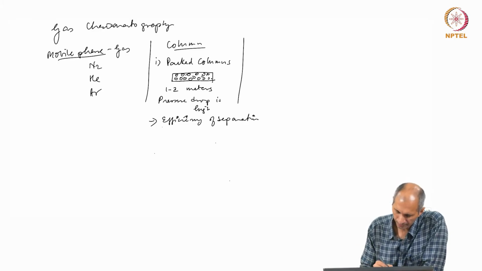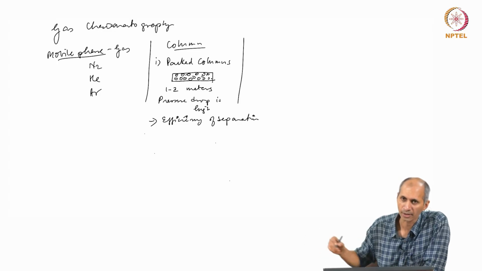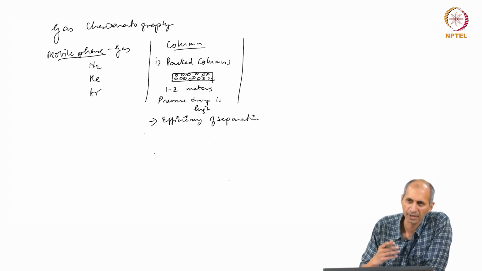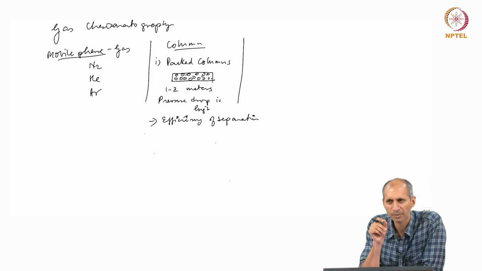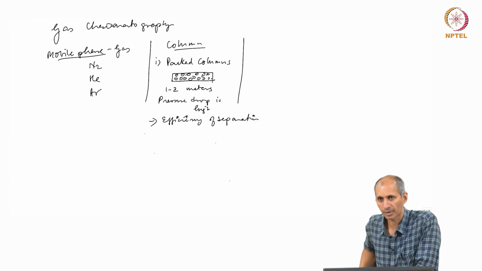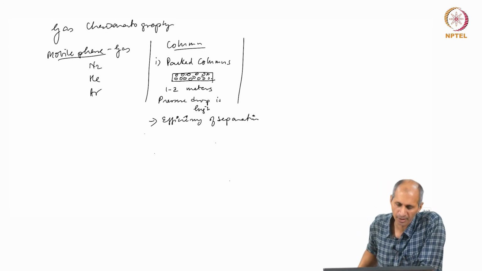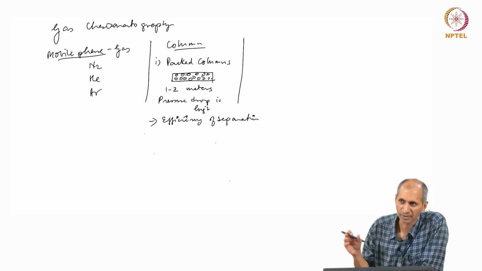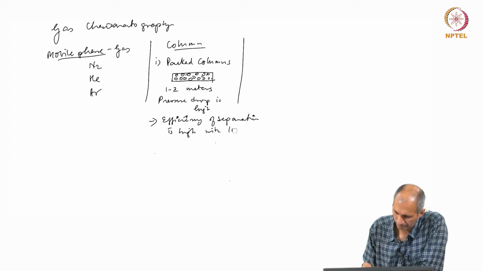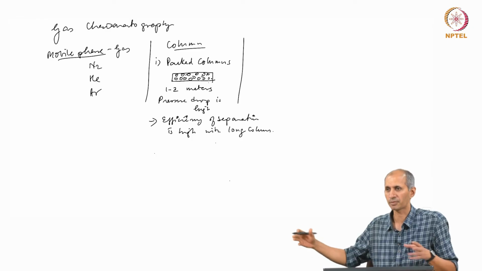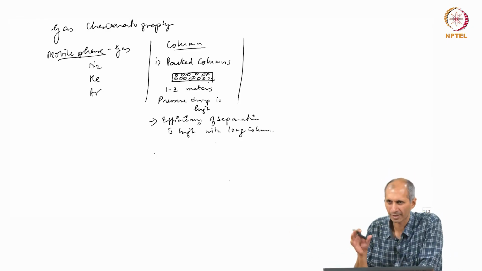If columns are long, it provides a large opportunity, because it is adsorption desorption. Even if there is a very small difference in adsorption desorption, if you provide a large distance for it to occur, the separation will be effective. So, the efficiency of separation is high with long columns. Unfortunately, in a packed column, pressure drop is very high if the column is long. You can't have columns beyond a certain length, so separation is kind of restricted.